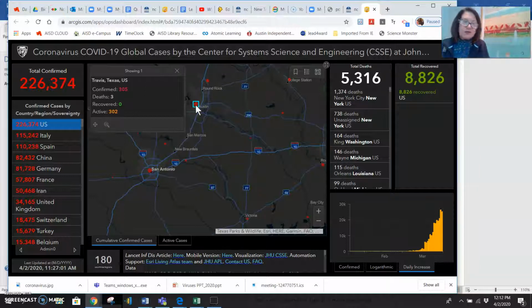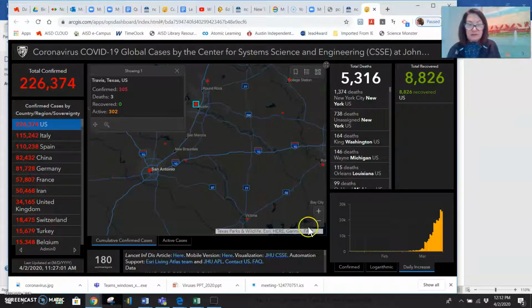So what we see in this little box here is confirmed cases: 305 confirmed cases. So that would be your answer to how many active cases. In this example, it would be 305. This is probably going to increase by the time you guys do this. Then it says how many deaths, and here we have deaths. There's 3 cases so far. And then it says how many recovered. That's right under it. So we have 0 people that have recovered from the virus in Austin, Texas.